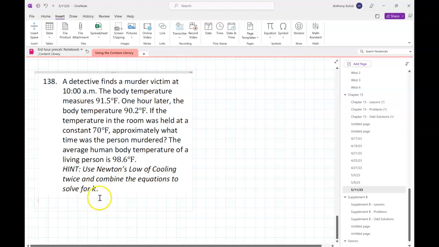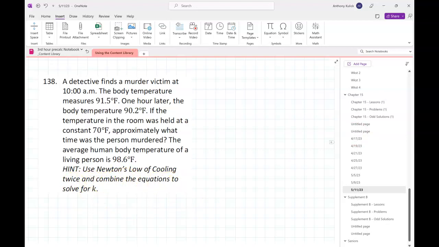All right. A detective finds a murder victim at 10 a.m. The body temperature is 91.5 degrees Fahrenheit. One hour later, the body temperature is 90.2 degrees Fahrenheit. If the temperature of the room was held at a constant 70 degrees Fahrenheit, approximately what time was the person murdered? The average human body temperature of a living person is 98.6. It says use Newton's law of cooling twice and combine the equations to solve for k.